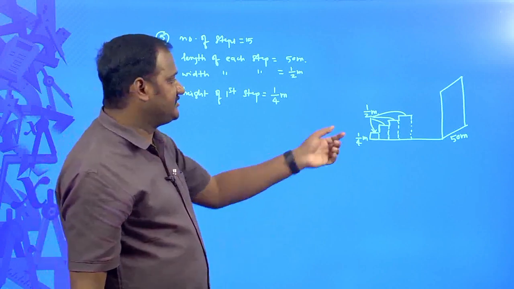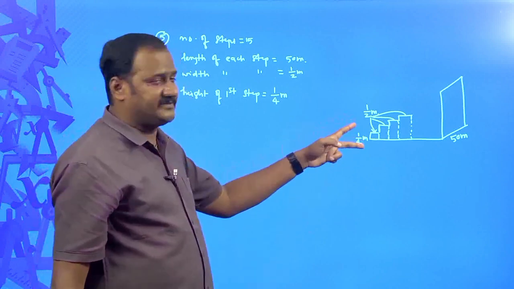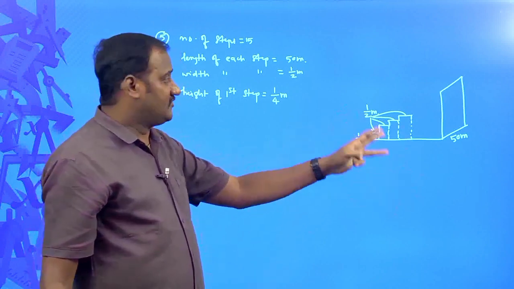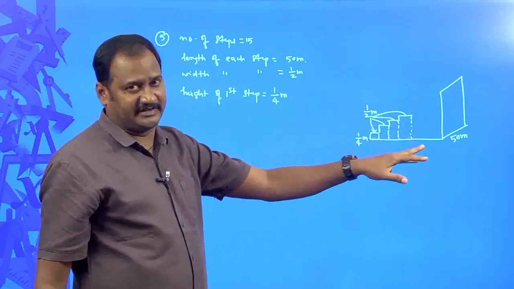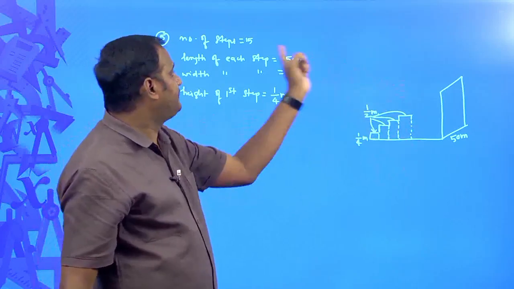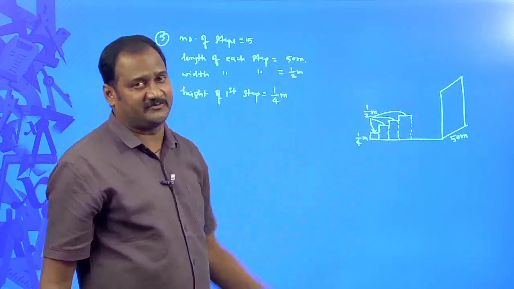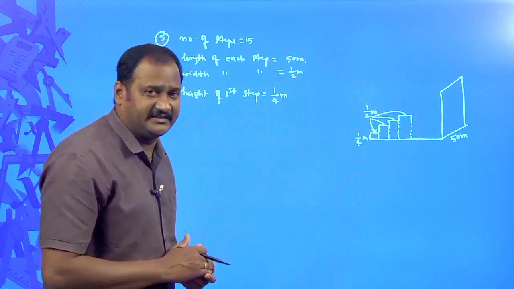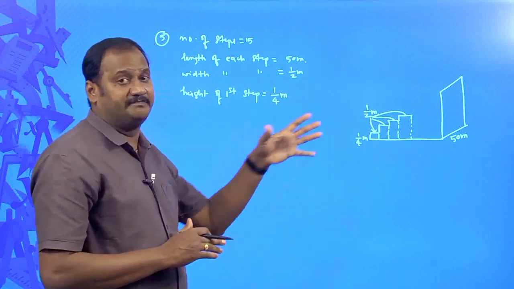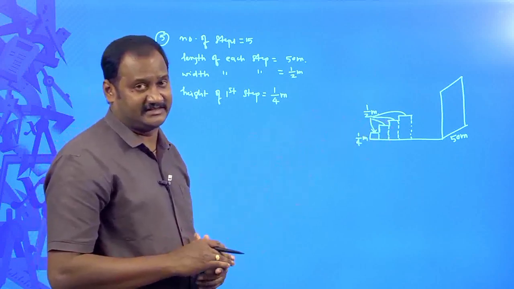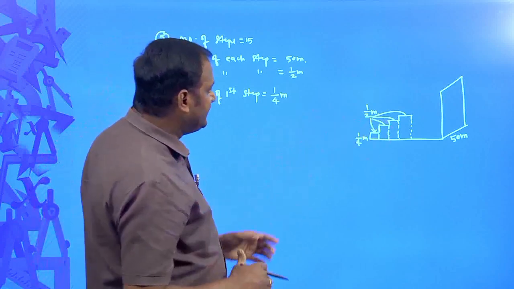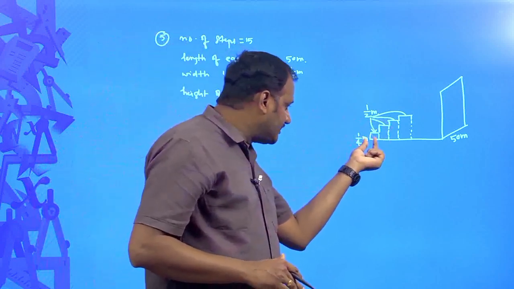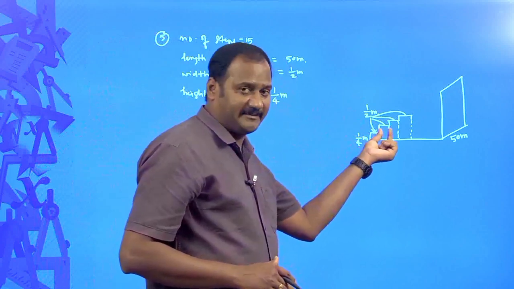See, for every single step the thickness of 1/4 meter keeps on adding. For the first step it is 1/4 meter, for the second step it is 2 times 1/4 meters, for the third step it is 3 times 1/4 meter, like that. For the 15th step it is 15 times 1/4 meter. So, in this problem finally we have to calculate the total concrete required to build this terrace. For that you need to find out the volume of each step.